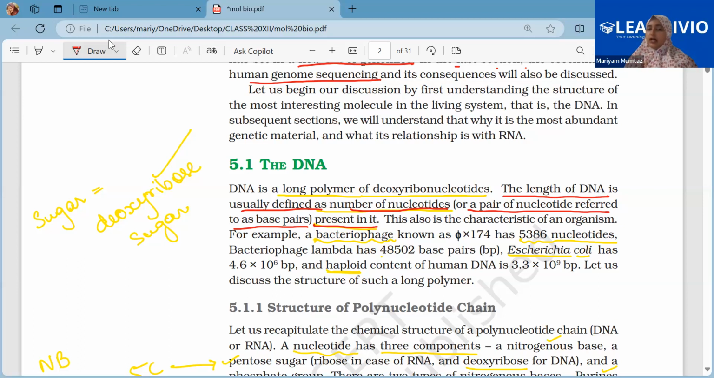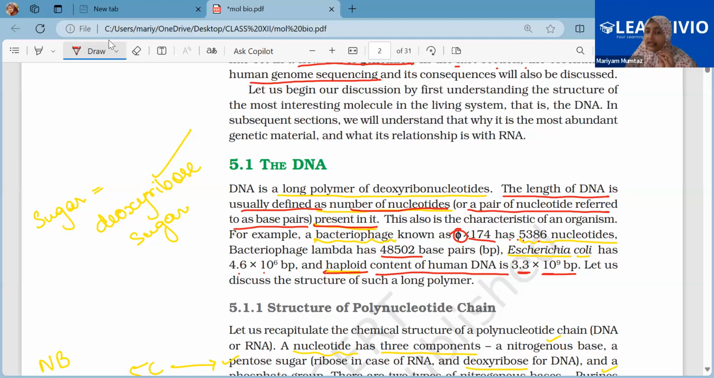For example, a bacteriophage known as, what is this symbol known as? Phi X 174 has 5,386 nucleotides. Bacteriophage lambda has 48,502 base pairs in it. E. coli has 4.6 into 10 to the power 6 base pair, and haploid content of human DNA has 3.3 into 10 to the power 9 base pair. Again, it is a characteristic feature.